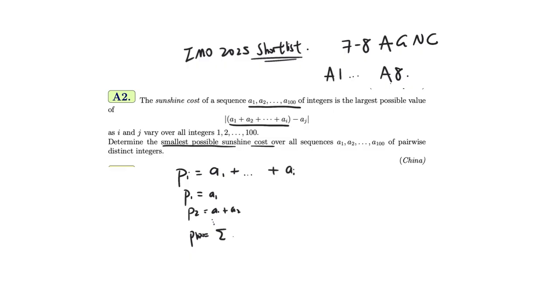Okay, now suppose we have written down A1, A2, all the way to A100, and then we have the prefix sums P1, P2, P3, all the way to P100. What's going to happen is I'm going to choose an index j for the sequence A, and an index i for sequence P, and I'm going to take their difference, and I want this difference to be maximized.